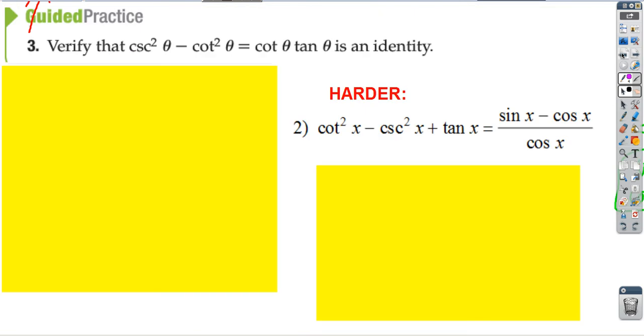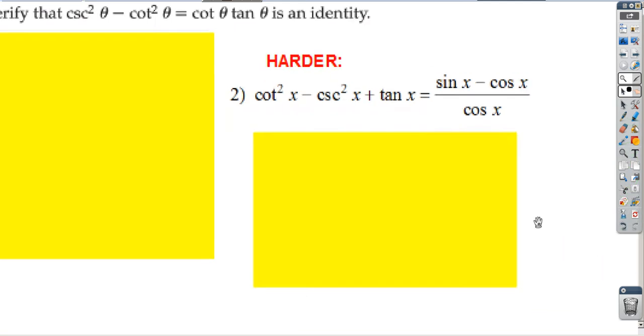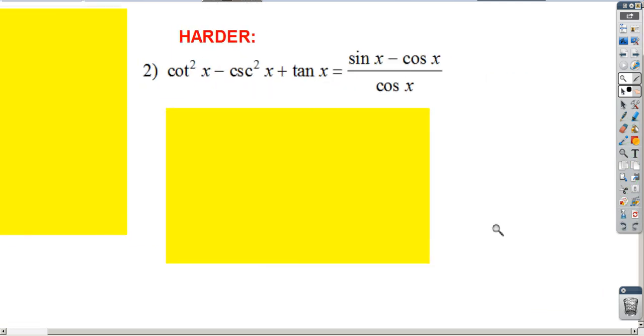Alright, let's do one of these. Let's just do a couple more. Again, the more of these you see, the easier it gets. So let's try this one right here, the harder one, number 2, because we did something similar to number 3 before. In fact, almost identical. So let's clear these annotations. Okay, this one is kind of tough. We don't know exactly where to start here.